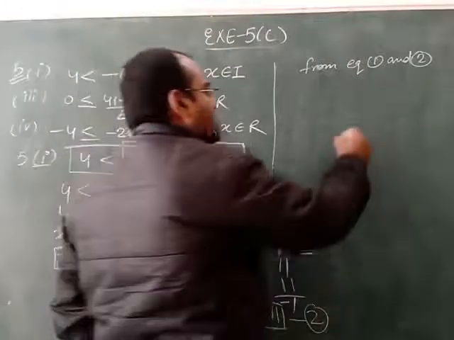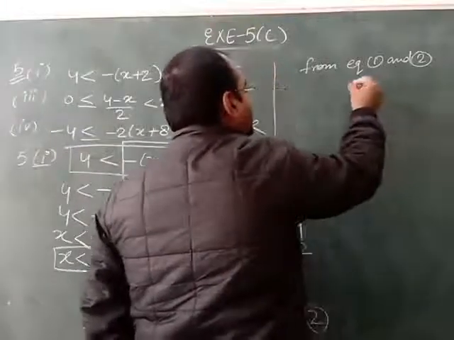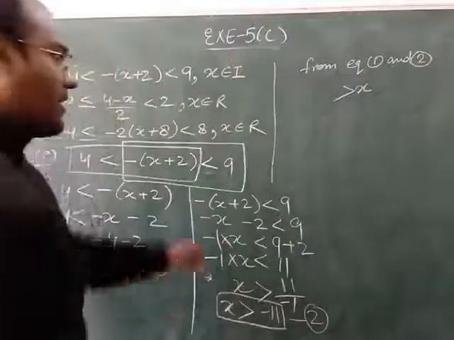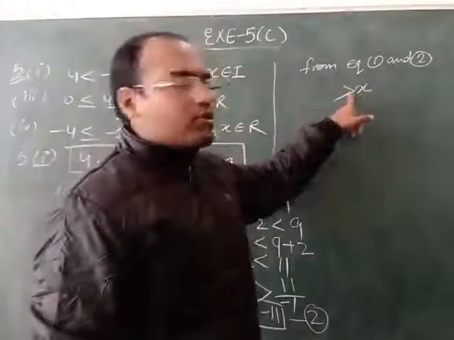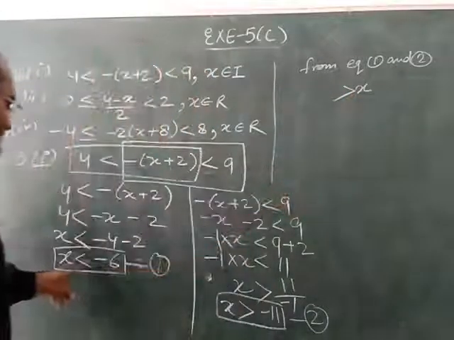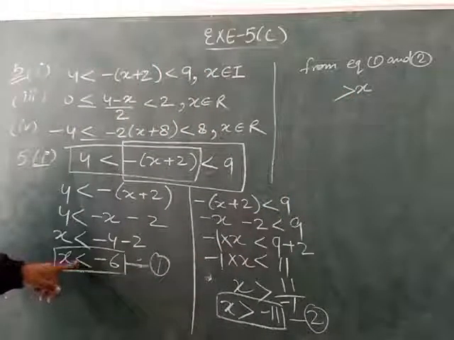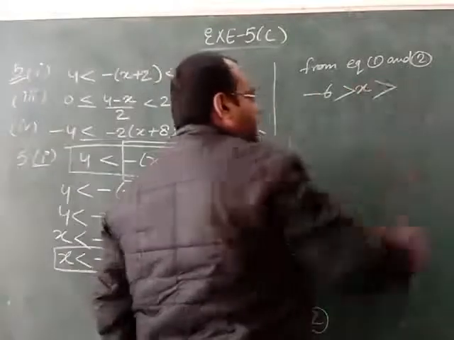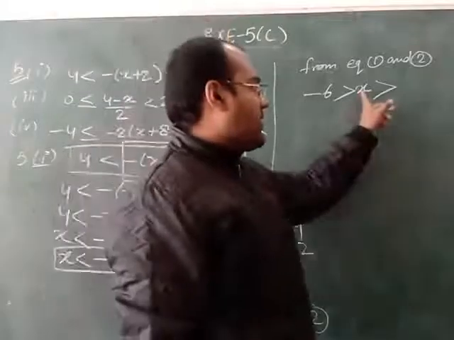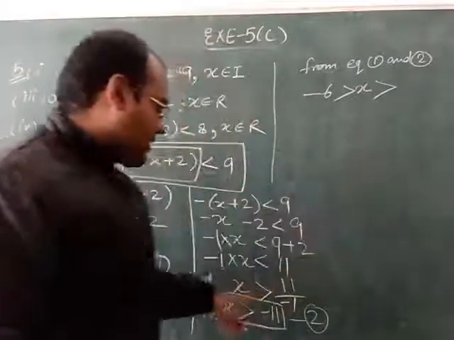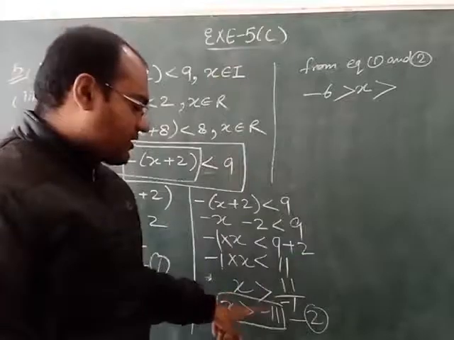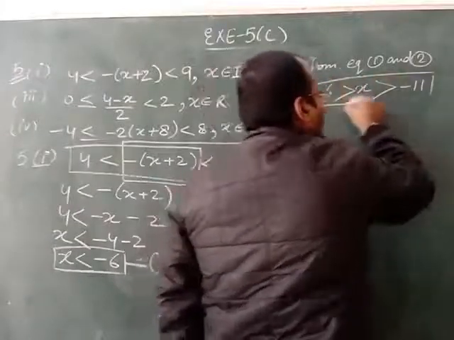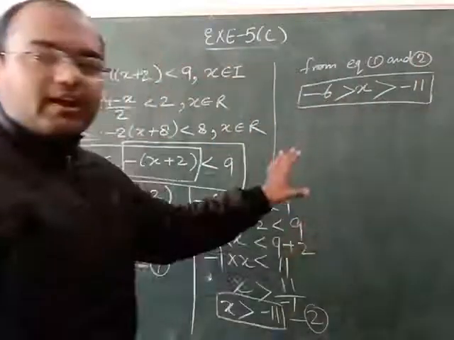We have to write x less than. Near the x, what sign have I put? Closed sign. So x is less than minus 6, here it is closed sign. Here we will put open sign. X is greater than minus 11, here it is open sign. This is the final equation.